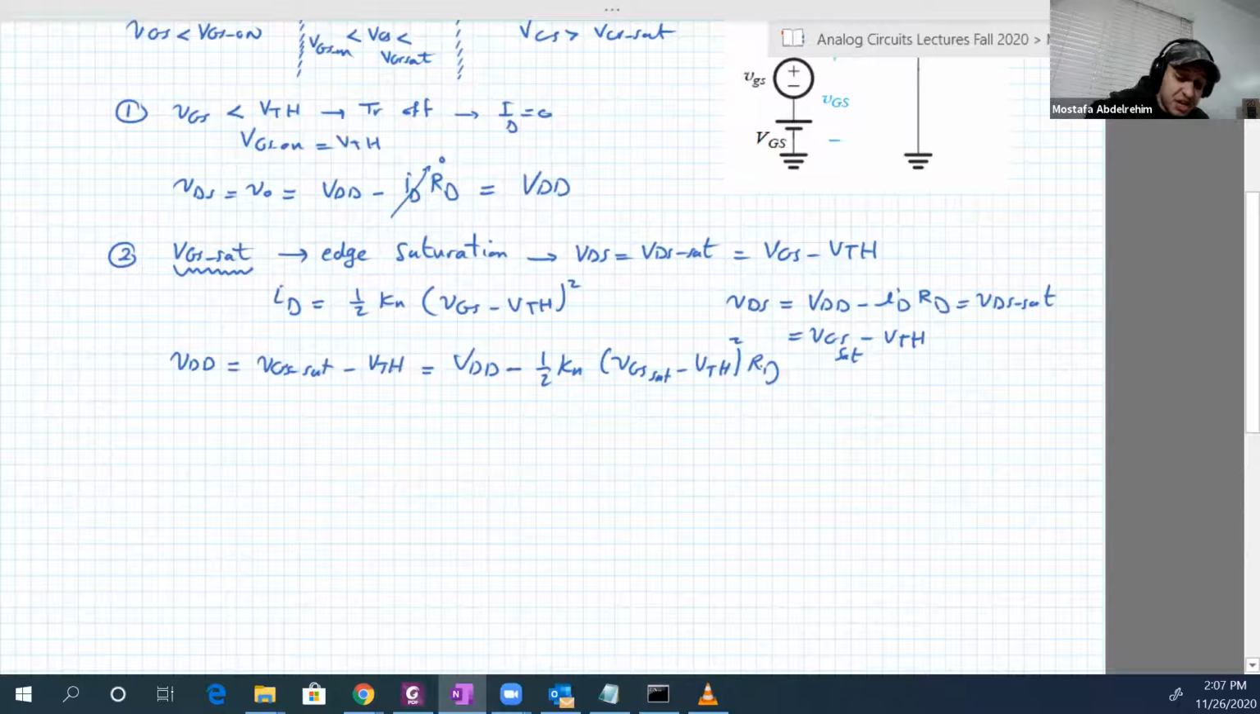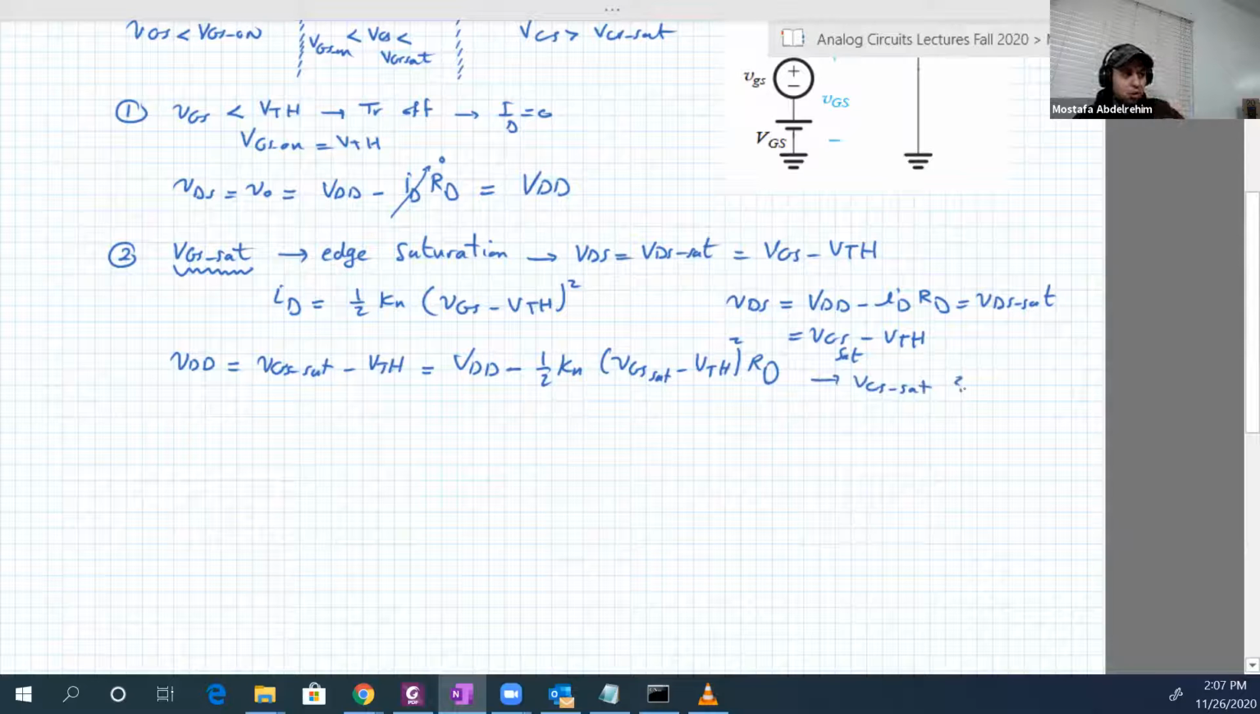So this equation has only one unknown, which is VGS set, the point of the input at which we will be on the edge of saturation. We consider all other values are known, like VDD, V threshold, Kn, RD. Okay?